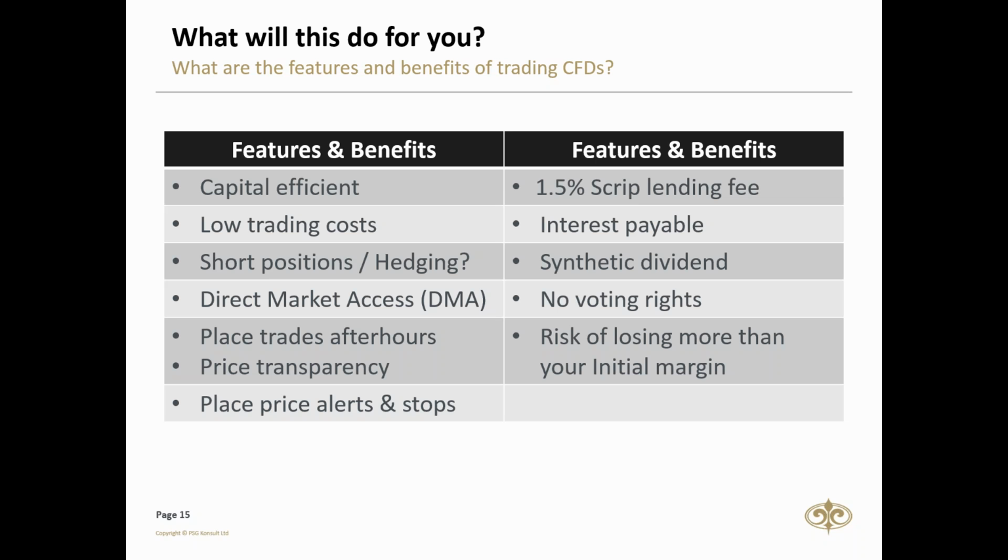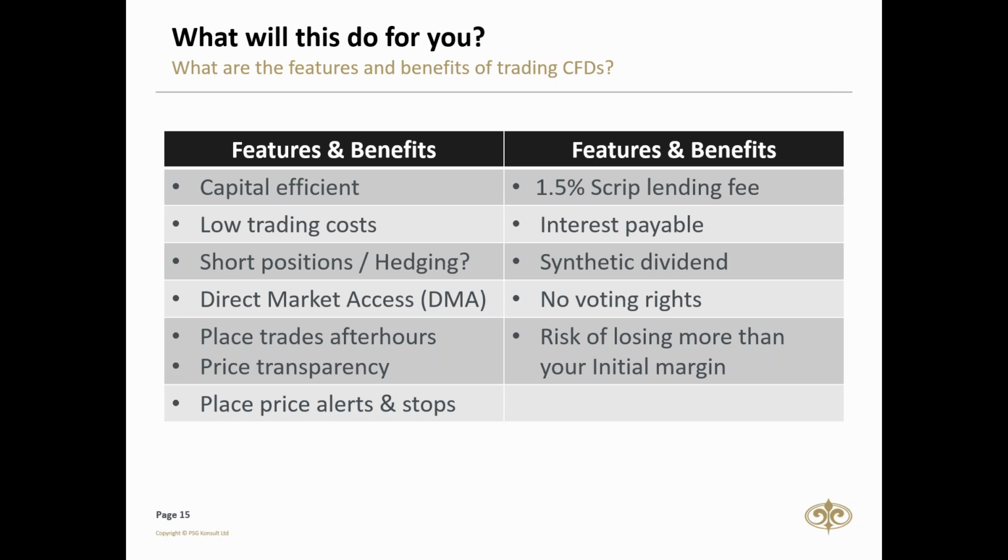One of the costs of trading short CFDs is a scrip lending fee. What that means in layman's terms is, for us giving you the ability to sell something you don't own, we have to go and borrow that underlying share in the market, and that 1.5% scrip lending fee is per annum. So you only pay for what you use.